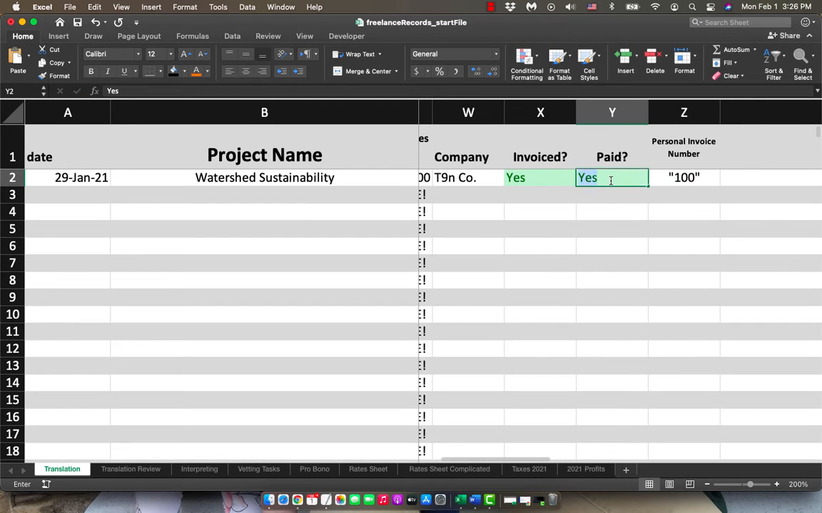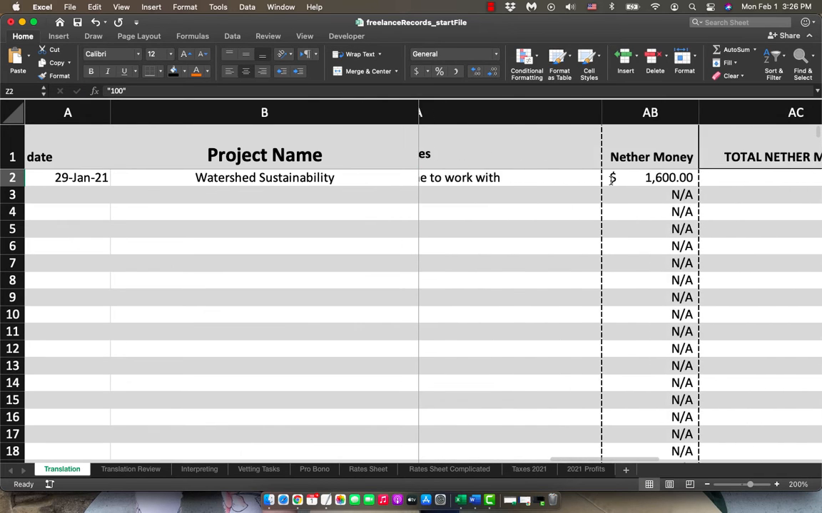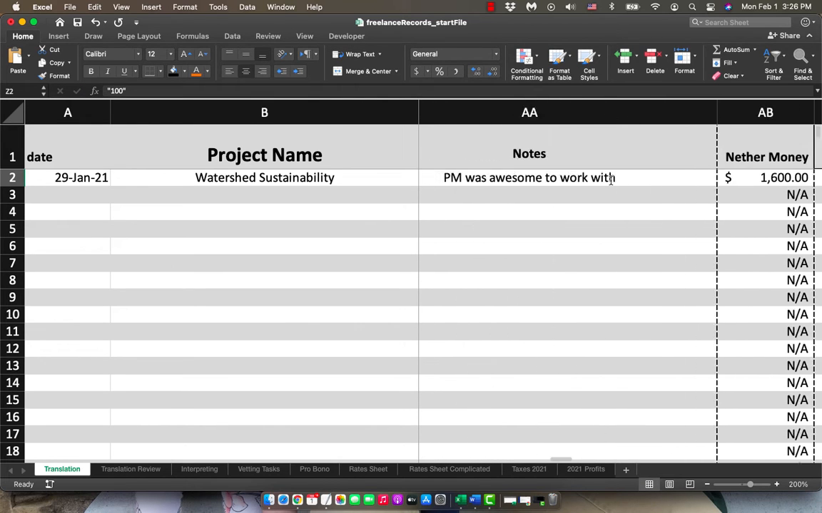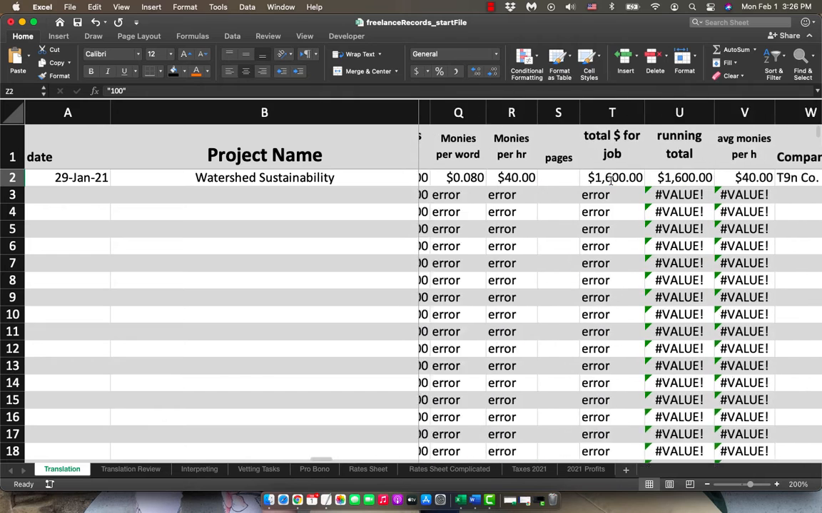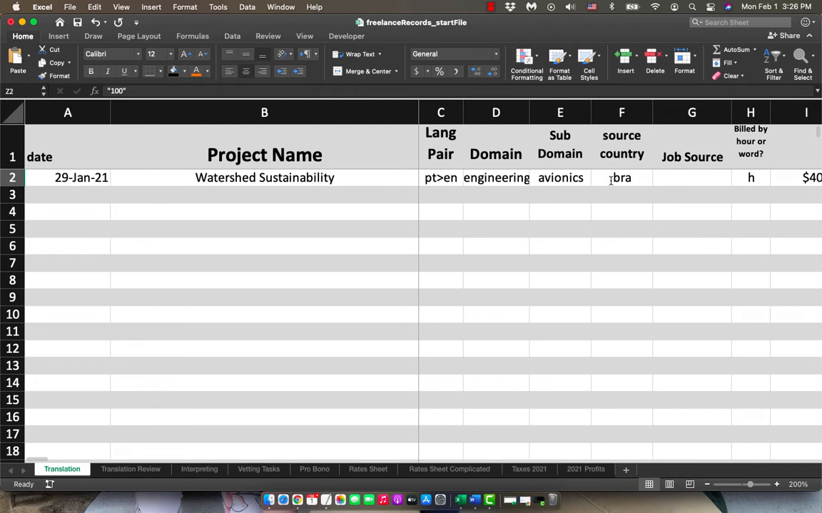We want to get rid of Nether Money. We want money in the bank, not in the Nether. So that's kind of the general scheme. That's all of the data I keep for every entry being one project.